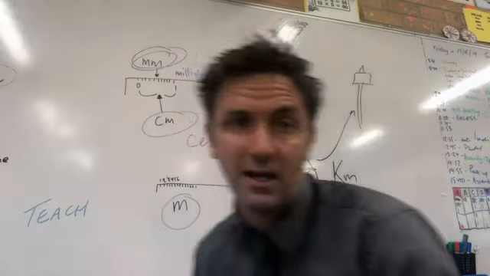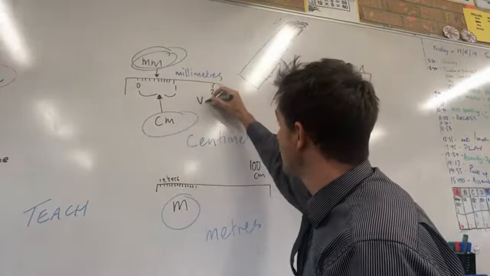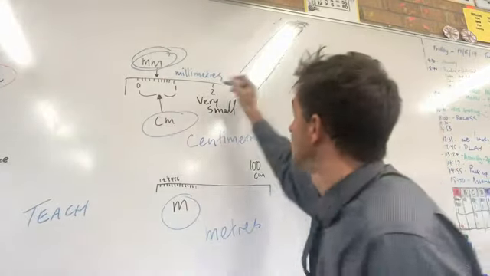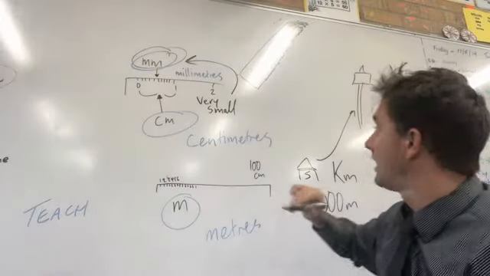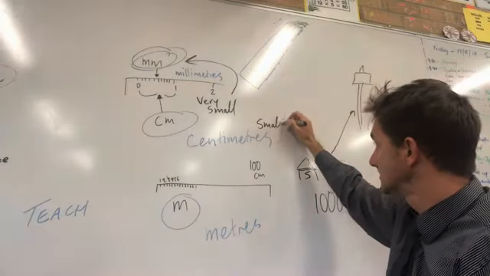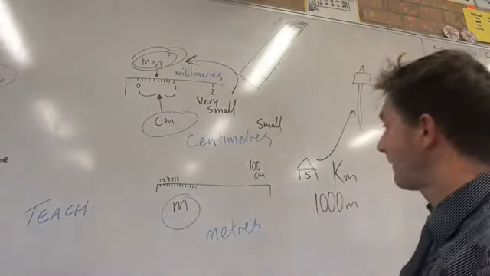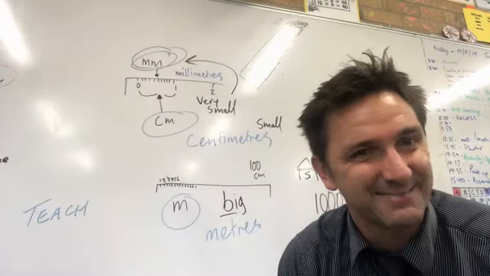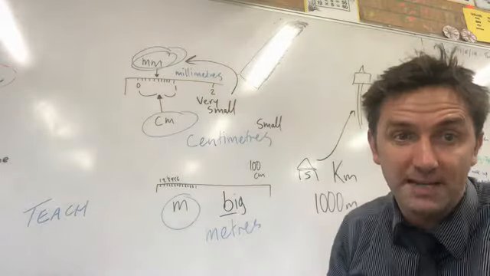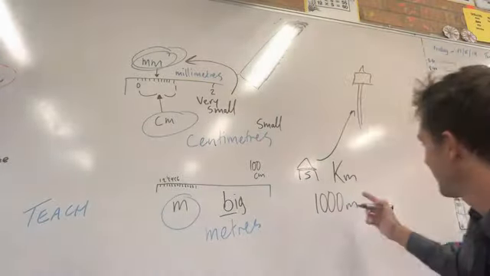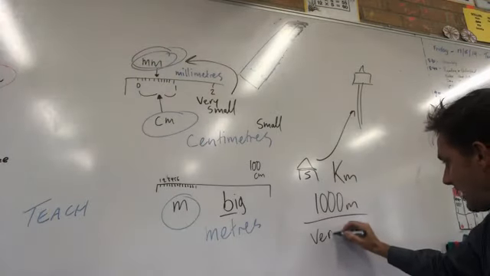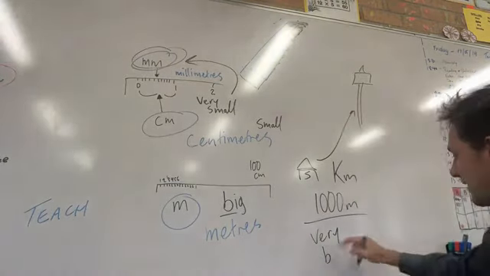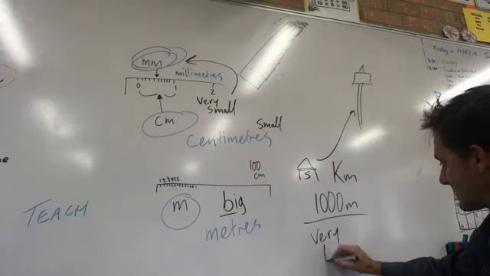Here, I'll make it really clear for you. Watch this. Millimetres for very small. Centimetres for small things. Metres for big things, we're starting to get to big things now. And kilometres over here for very big things. Or very long, I should say. It says instead of big, shouldn't I? Very long distances.